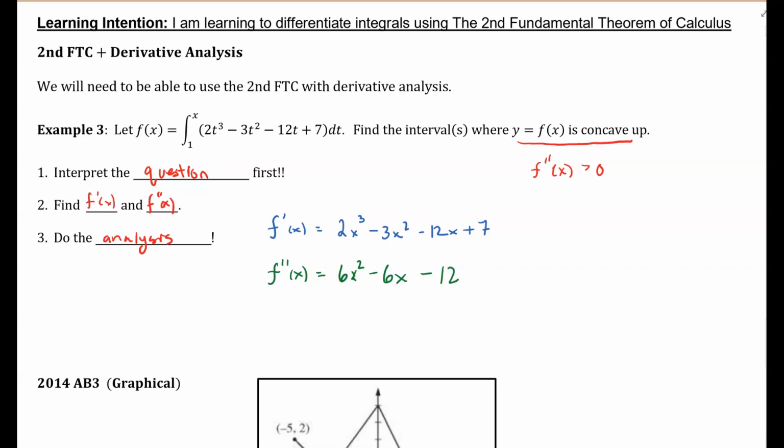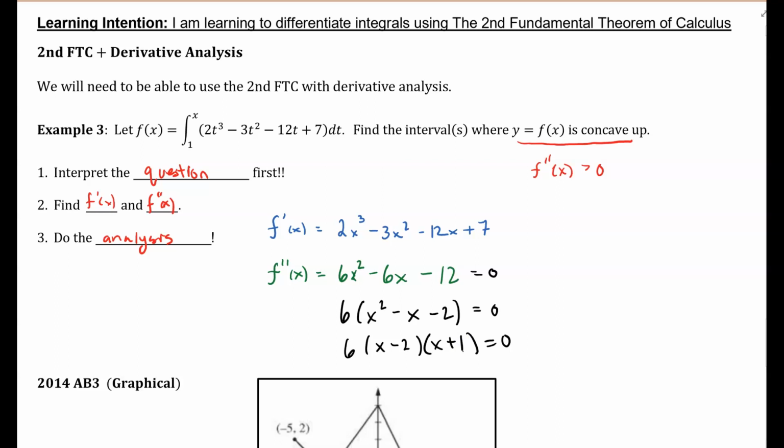Okay, so there's my function. I want to find where this function is greater than 0. So what I'm going to do first is set it equal to 0 and solve this. This is 6. I'm going to factor out a GCF, make this much smaller, and all of a sudden I have a quadratic equation that I need to factor and solve. Okay, so this looks like (x - 2)(x + 1).